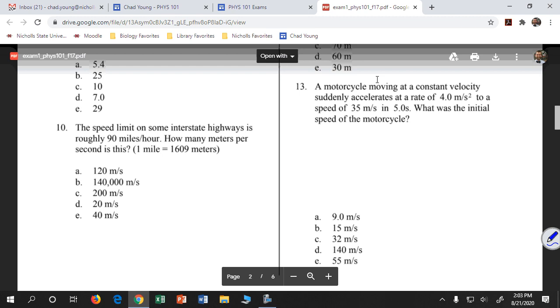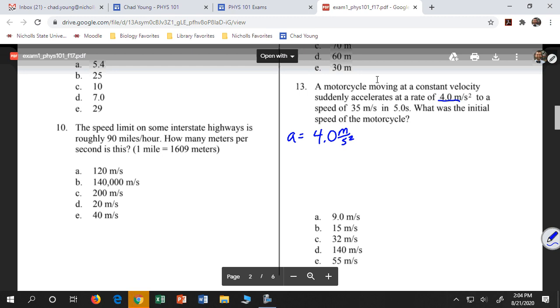But it's a motorcycle. It's moving at a constant velocity. It accelerates at a rate of 4 meters per second squared to a speed of 35 meters per second in 5 seconds. And I want to know the initial speed of the motorcycle. Honestly, I look at this question and it's just a jumble of numbers and words. And that's probably true for you too. But what I recommend is you just begin by writing down what you know. I know that it accelerates at a rate of 4 meters per second squared. So I know that's my acceleration.